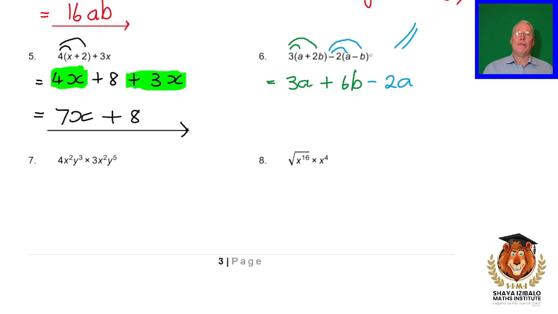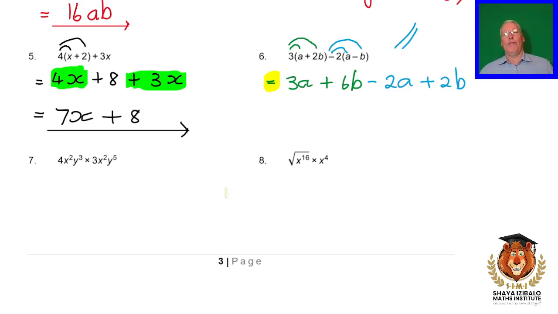And negative 2 times negative b. Careful, negative times a negative is? Negative times a negative is positive. Positive 2b. Sorry, negative 2 times negative b is positive 2b. Okay. That line is exactly the same value as the line above it, right? Same value. That's why we're writing an equal sign. It's just in a different form.